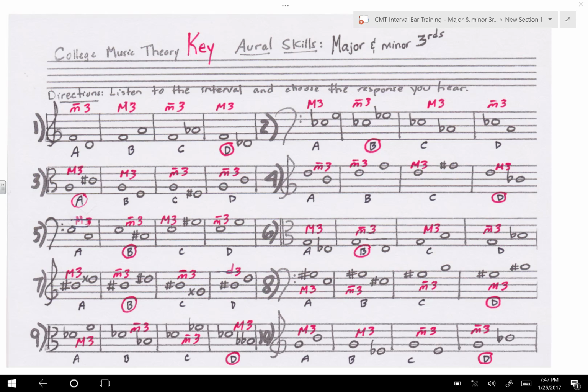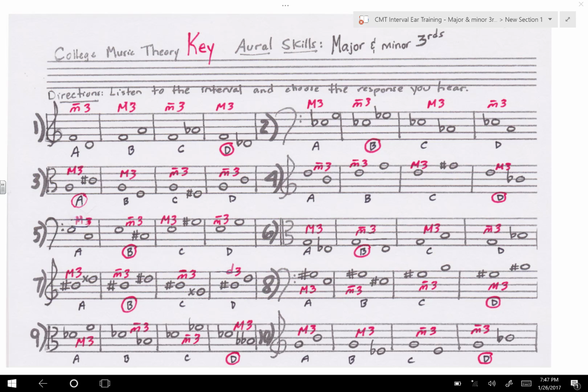Choice number 6, we have alto clef. The correct response would be B, a minor third descending. The next best response would be choice A, which is a major third descending. So our starting note is a G.